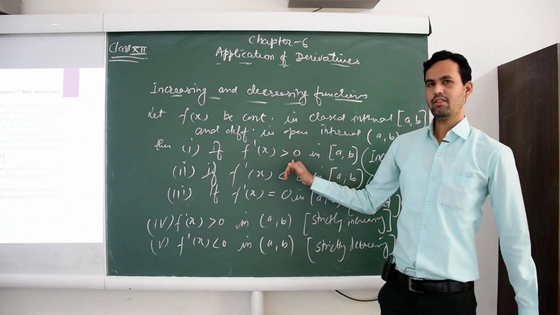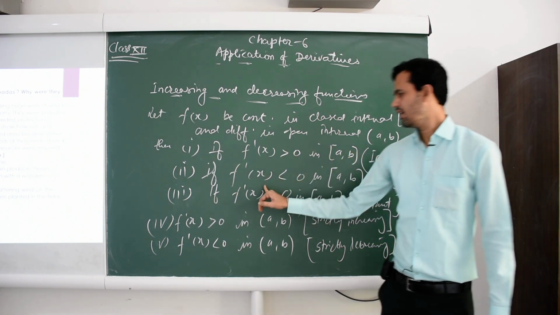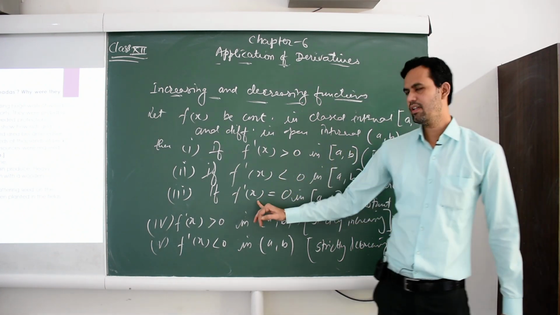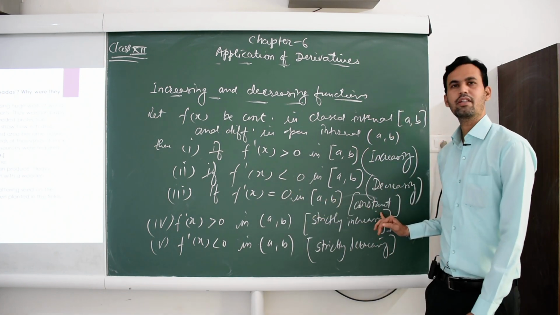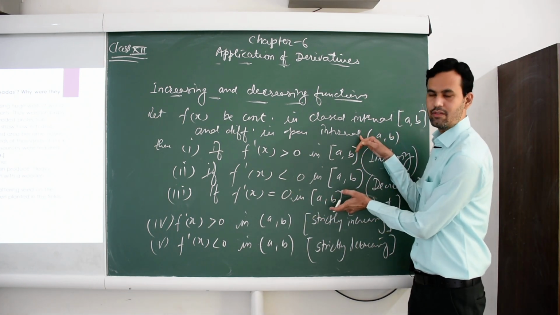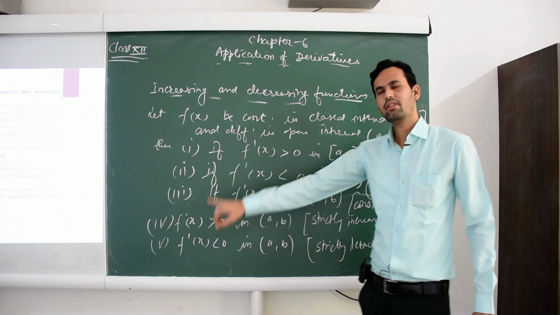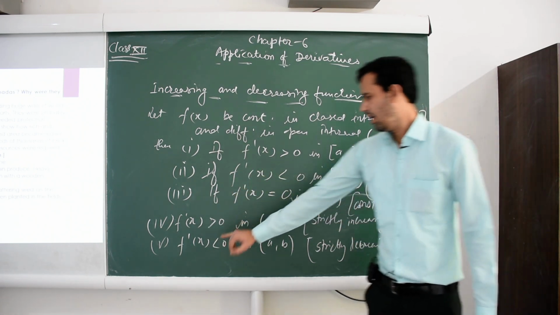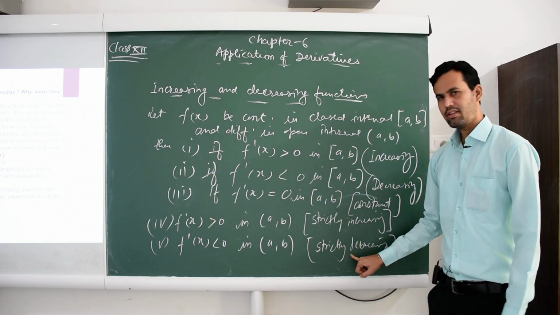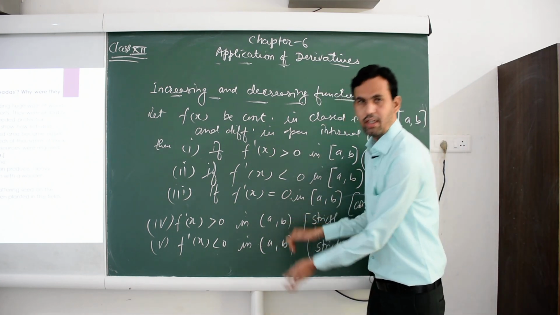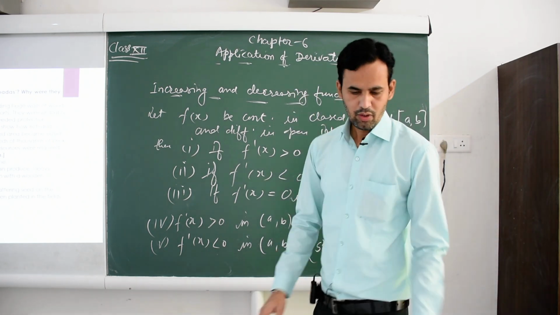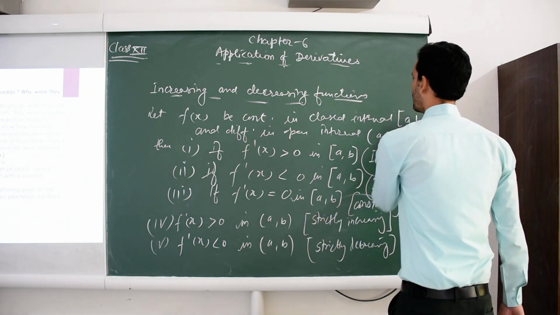f dash x greater than 0, then increasing; f dash x less than 0, decreasing; f dash x equals 0, then constant function, in the closed interval ab. And f dash x greater than 0, strictly increasing; f dash x less than 0, strictly decreasing in the open interval ab. So these are 5 conditions. Now we start exercise 6.2.